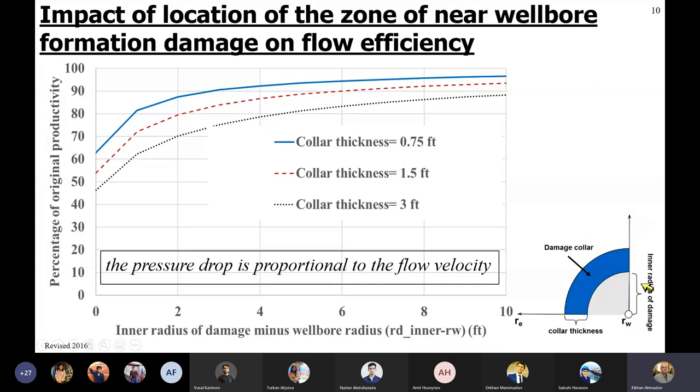So mathematically, color thickness is the outer radius of the damage color minus the inner radius from the wellbore. So this is the damage color thickness, the thickness of the damaged zone around the wellbore. Can you see this? Yes, I can see. Okay, I understand.